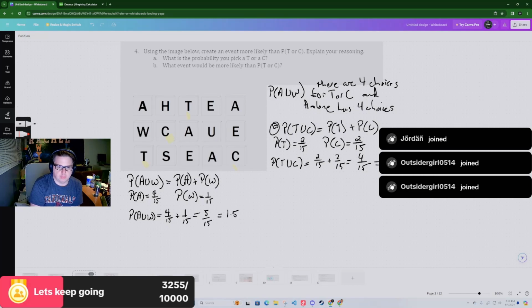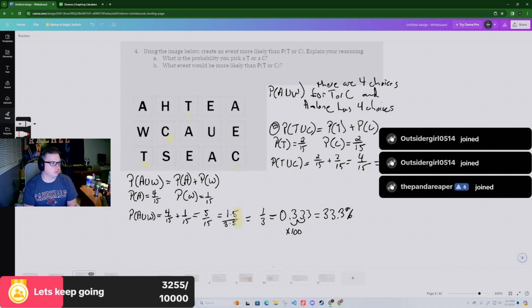And if we do 1 times 5 and 3 times 5, because 1 times 5 gives us 5, 3 times 5 gives us 15, there is a 5 on the top and bottom. Therefore, it just becomes 1/3. And 0.3 repeating, move it 2 spots, and we're left with 33.3%. All right.